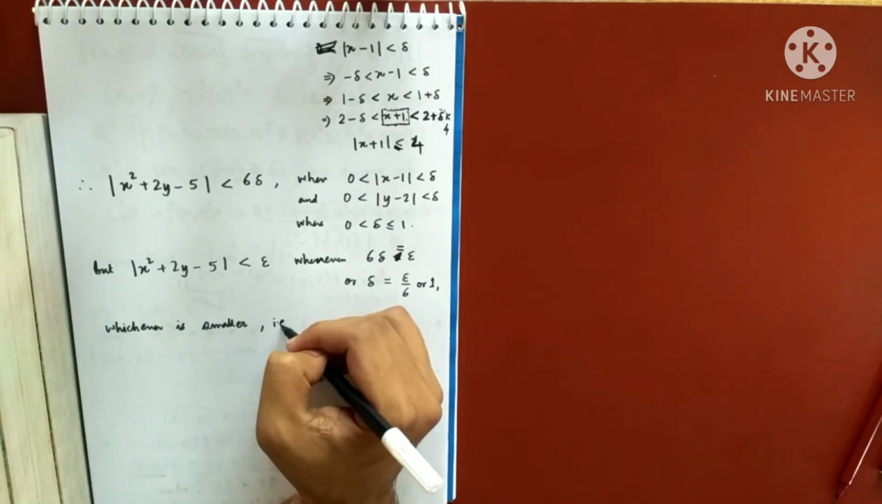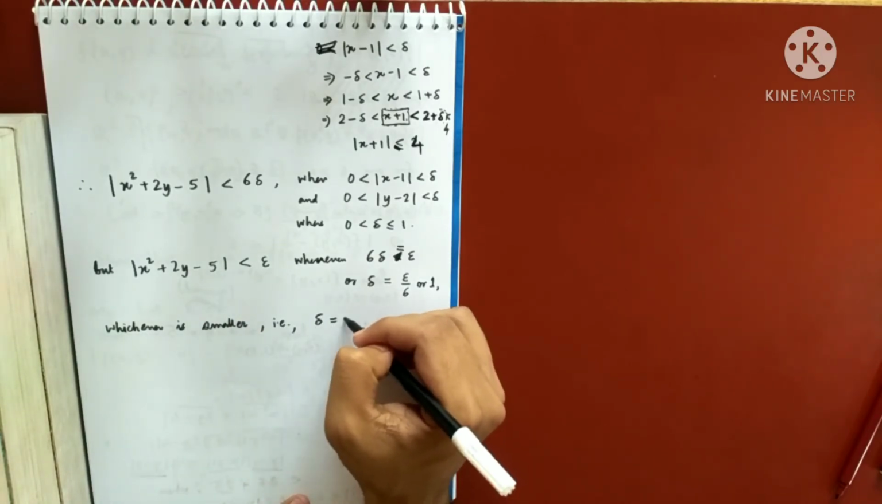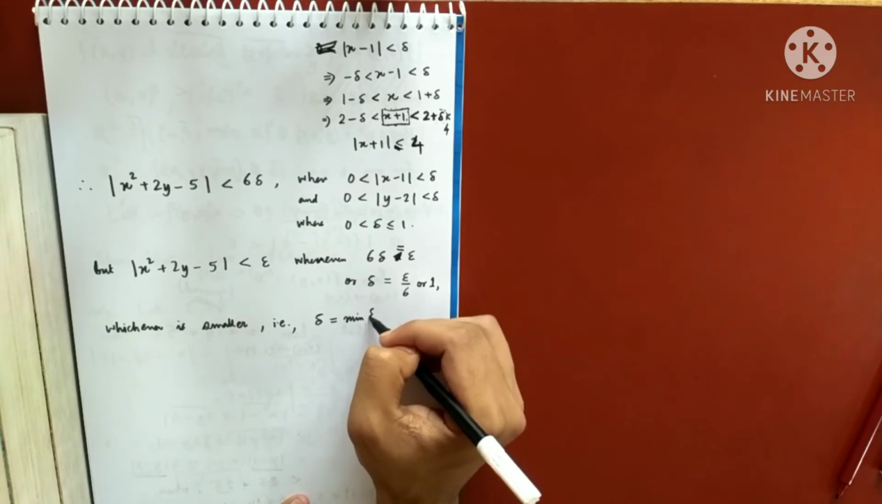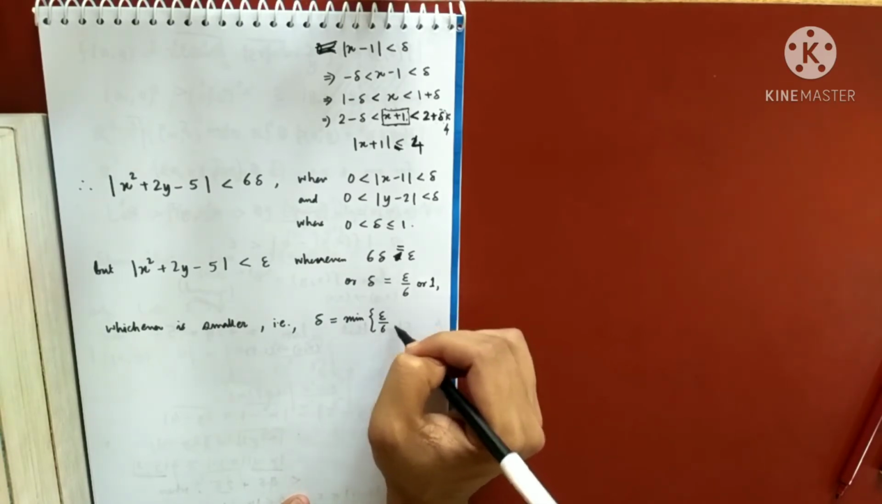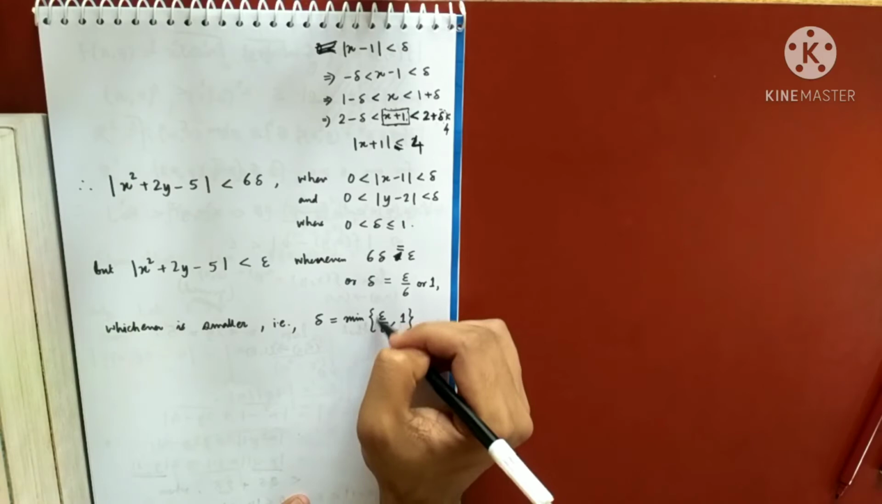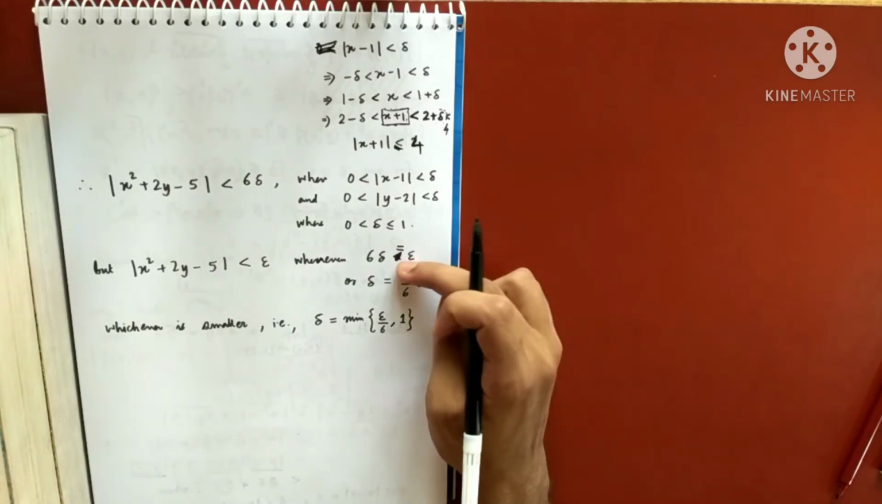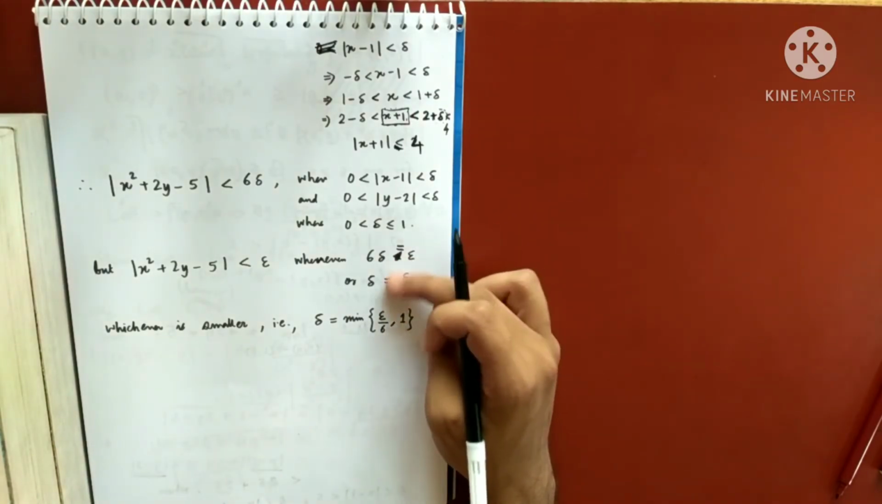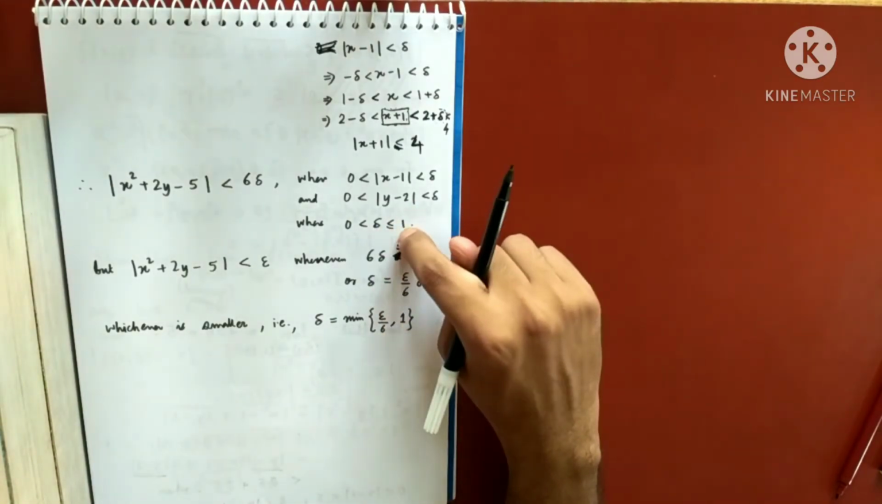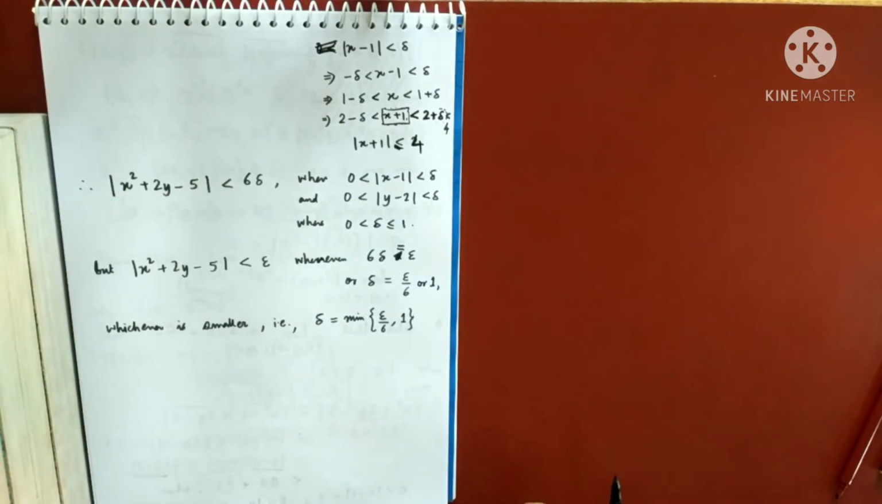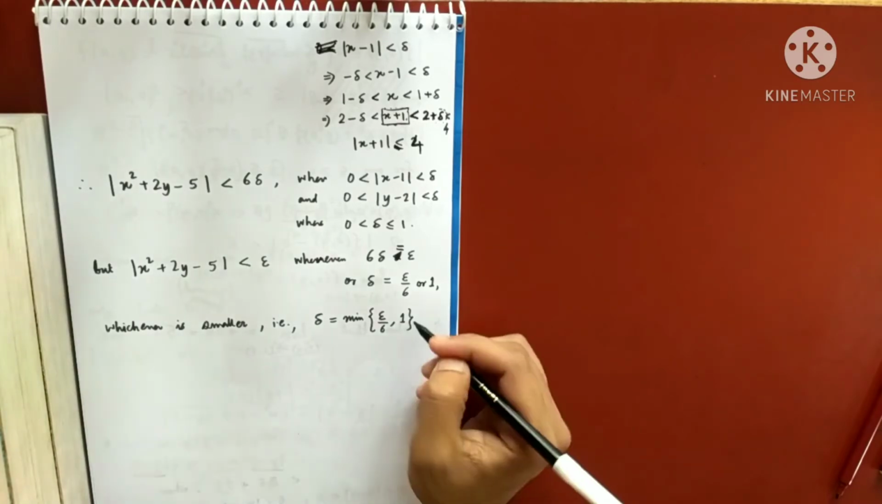That is, I am choosing delta as the minimum of epsilon by 6 and 1. So if this quantity is less than 1, I'll choose that as my delta. Or if this is getting bigger than 1, I'm choosing delta to be 1. So this will definitely be satisfied. Okay, so I have got this one.